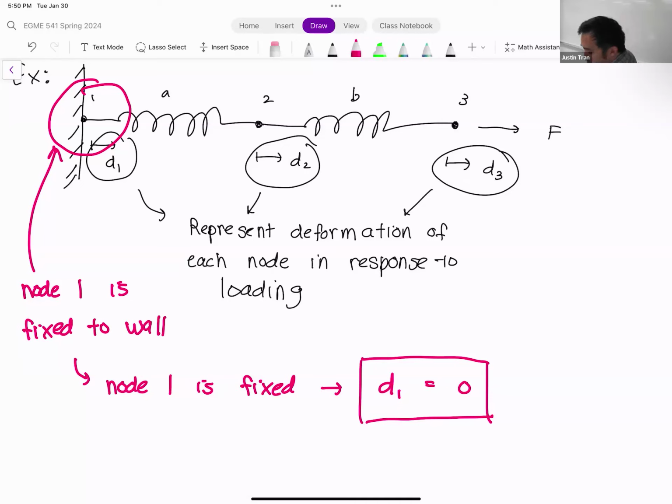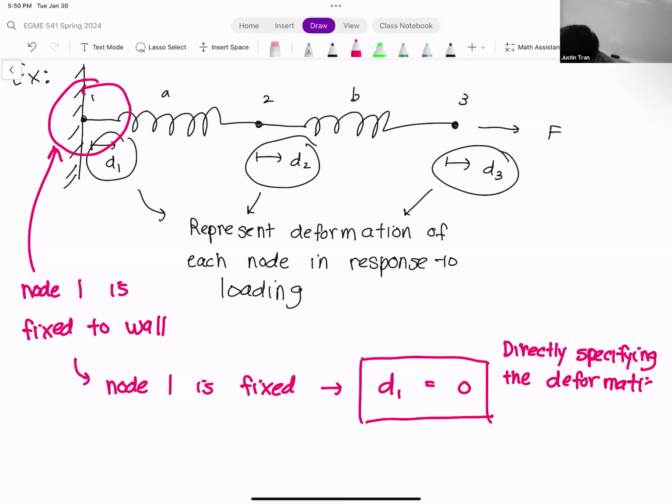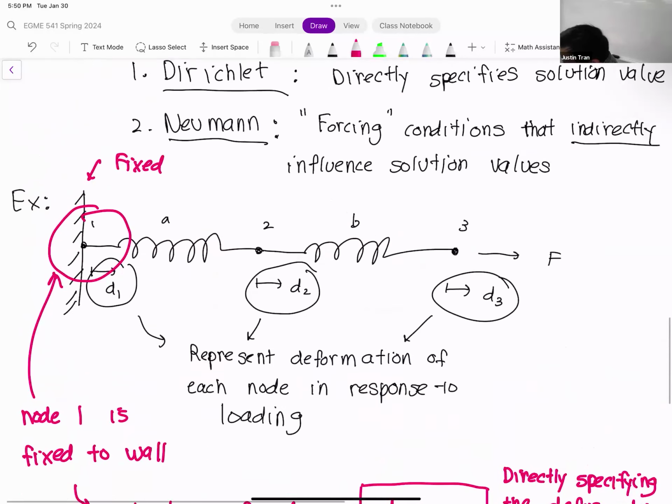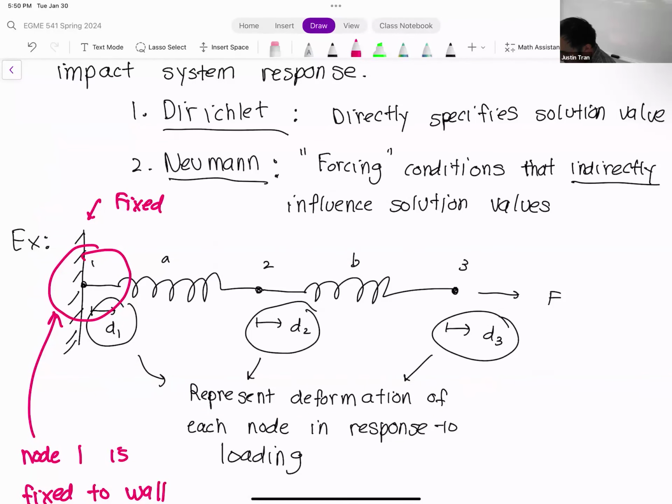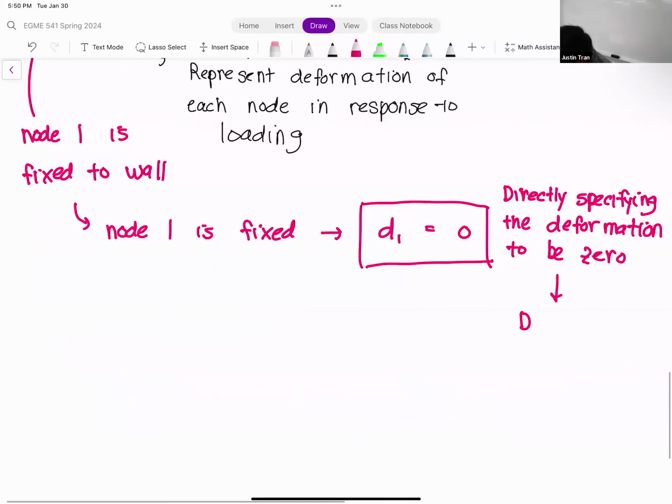Another way that we can say this is that, based on the boundary condition, we're directly specifying the deformation of node 1 to be 0. So that sounds familiar, right? Because if we're directly specifying our solution variable, forcing it to have a value of 0, that sounds a lot like our Dirichlet boundary condition. And in fact, this is exactly that. So this means that this is a Dirichlet boundary condition.